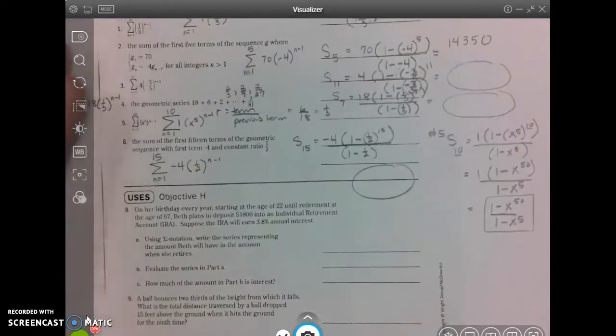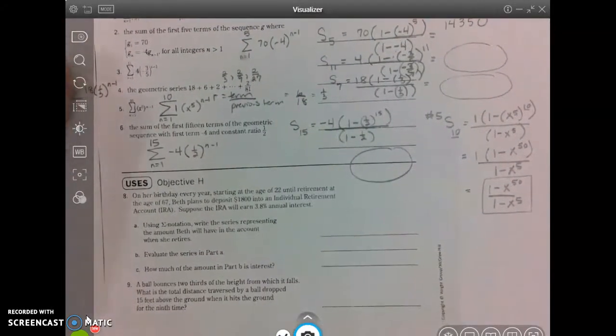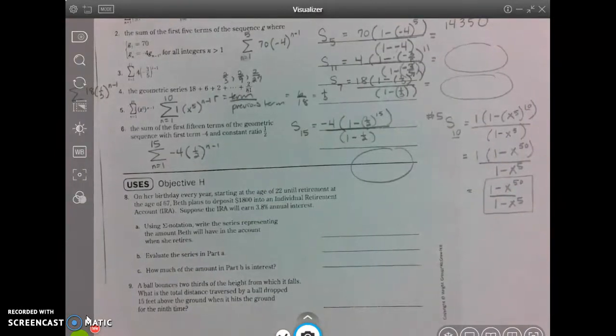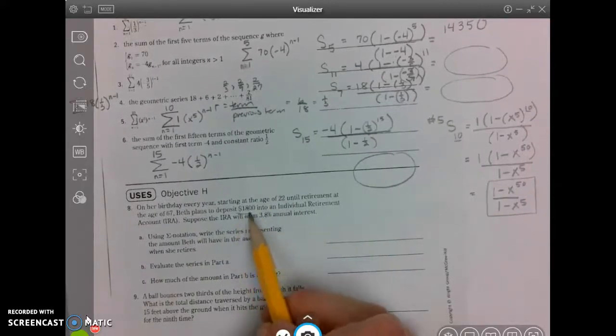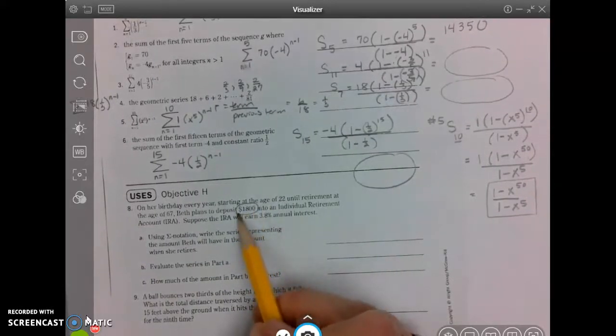All right, let's look at number 8. On her birthday every year, starting at the age of 22 until retirement at the age of 67, Beth plans to deposit $1,800 into an individual retirement account, IRA. Suppose the IRA will earn 3.8% annual interest. So we've got to think a little bit about this $1,800. Is that the zero term, the starting amount, or is it the first term?